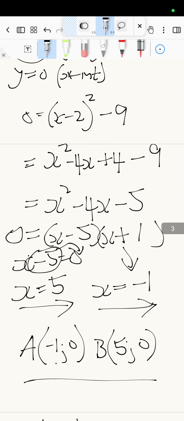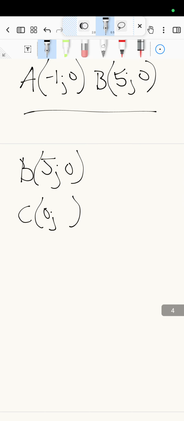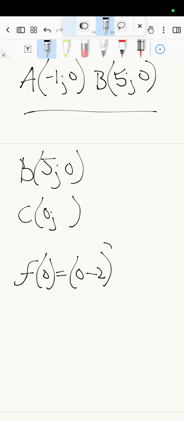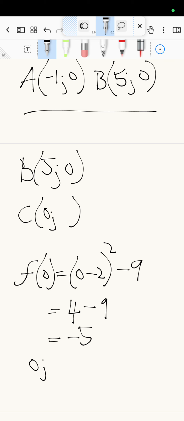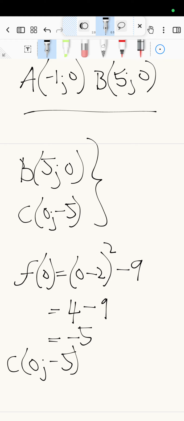So let's find our equation of our parabola, which is f. And we're going to make x 0. So that is going to be 0 minus the 2. This gets squared. And then you must minus 9. So that's going to be minus 2 squared, which is a positive 4. Minus 9 gives you a minus 5. This coordinate is 0, minus 5. And this is C. So minus 5 over there. Okay. So we have coordinate B and coordinate C.